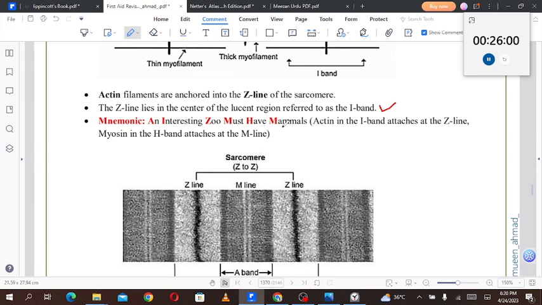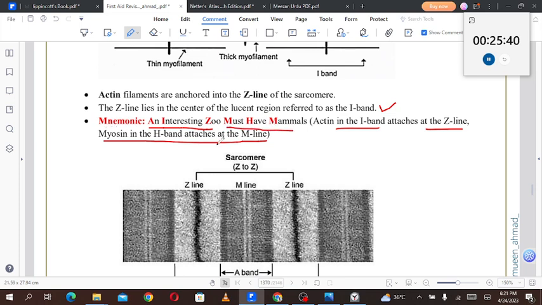An interesting zoo must have animals. Actin is in the I band attached to the Z line. So actin is in the I band attached to the Z line, and interesting zoo means actin is in the I band and that is attached to the Z line. Myosin is in the H band attached to the M line. Myosin is in the H band attached to the M line. So, must have animals.